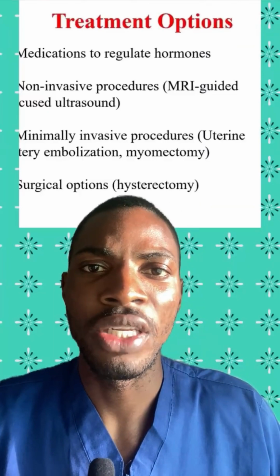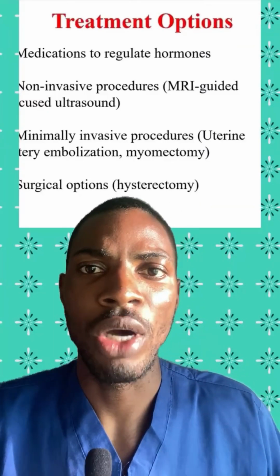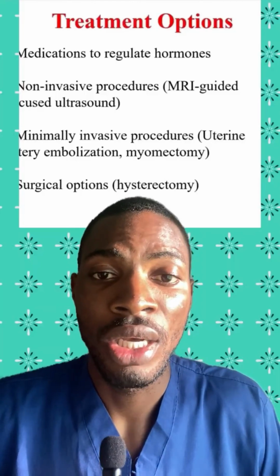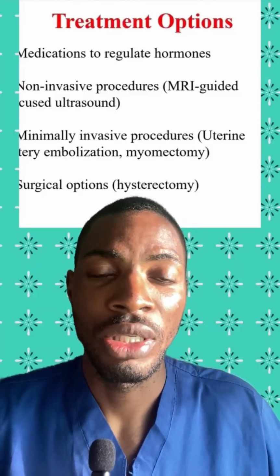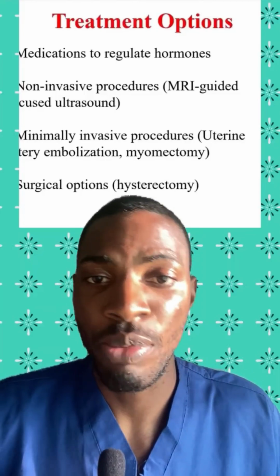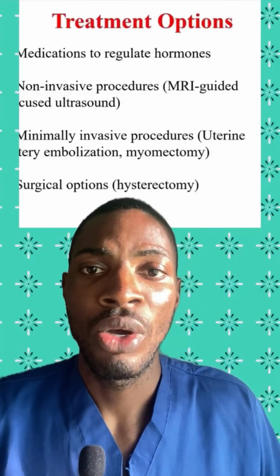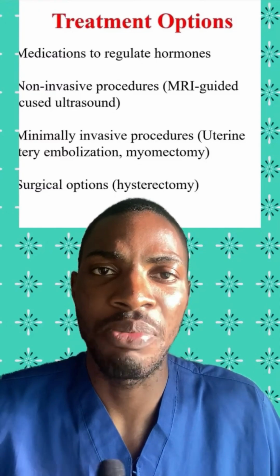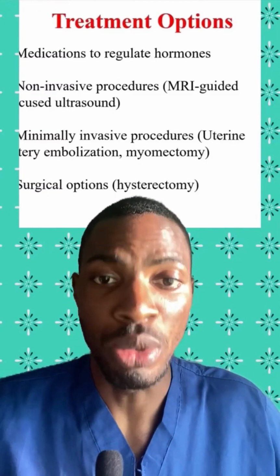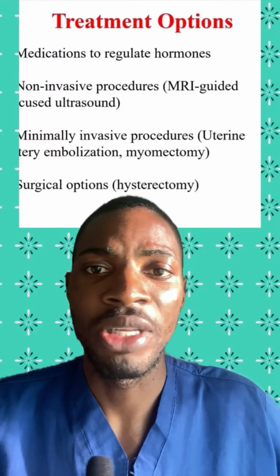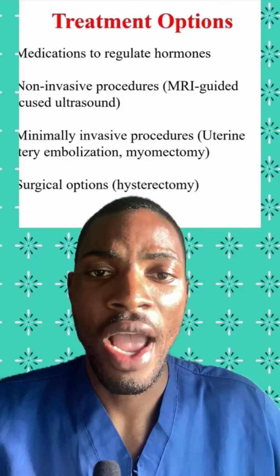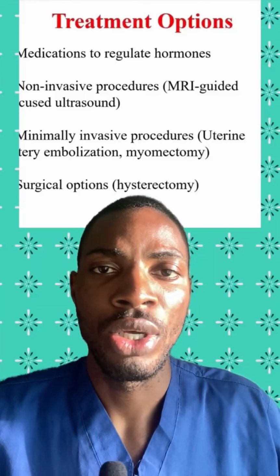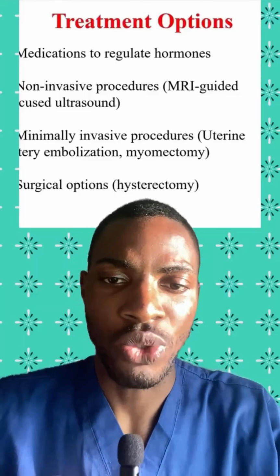We also have minimally invasive procedures like myomectomy, which is removal of the fibroid, a surgical procedure also. We also have hysterectomy. That is when the fibroid has eaten deep into the whole of the womb. Hysterectomy, that is removal of the whole uterus, is now the best option for this particular individual with this condition.